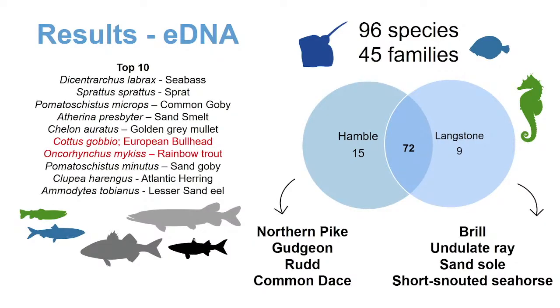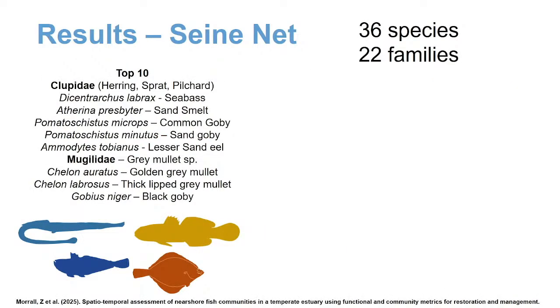We also had some very, very small read counts of John Dory and monkfish, but I think as we do have fishing boats in the River Hamble, chances are this is probably discards from boats rather than actually being present on the reef. And then in Langston, we had 9 unique species, including brill, undulate ray, sand sole, and really nice to see the short-snouted seahorse on there.